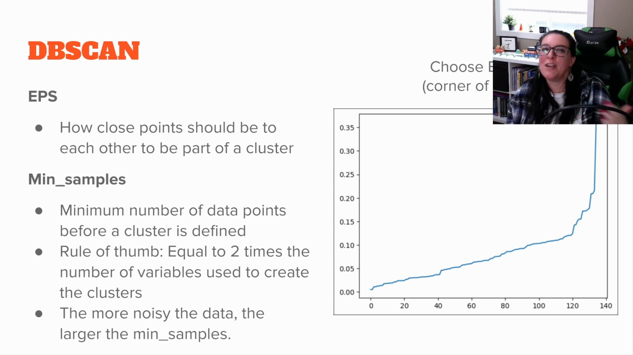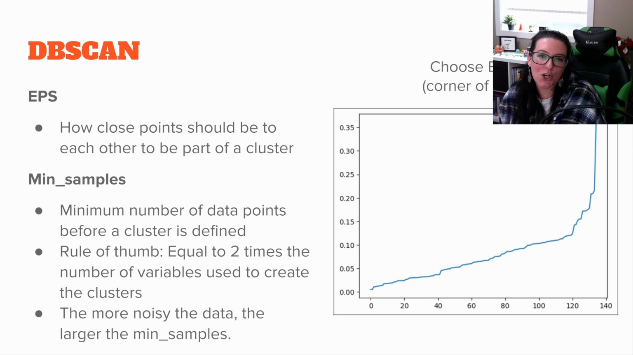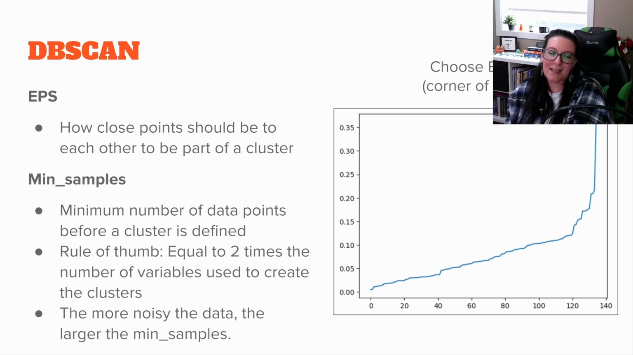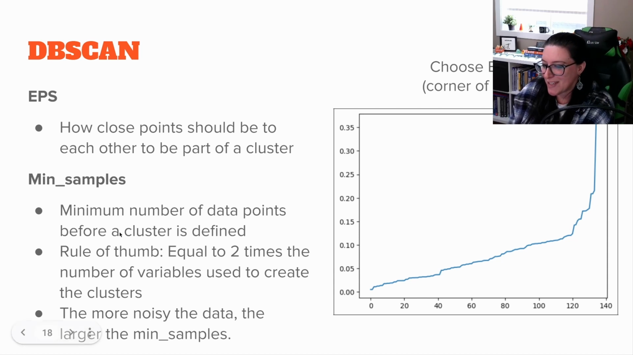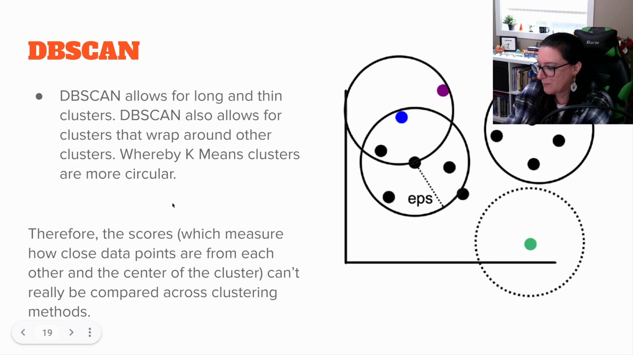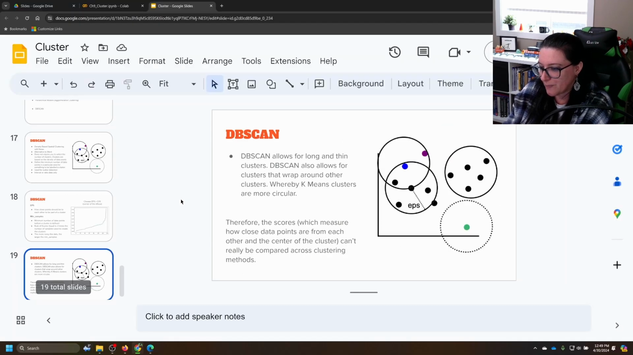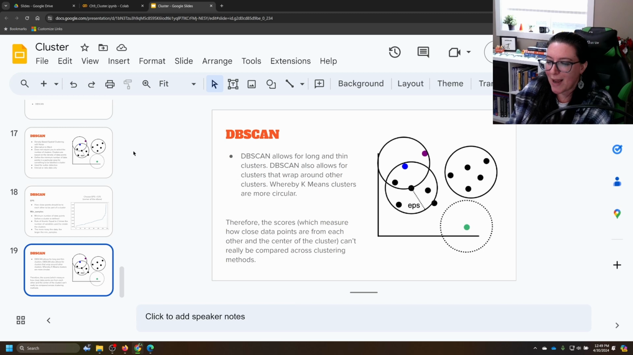If you have very noisy data, a lot of extra randomness in the data, the more noisy it is, the larger you should make that minimum sample. So start with 2 times the number of variables, and bump it up a little bit if you are having noise in your data set. All right, so let's practice some DBSCAN.